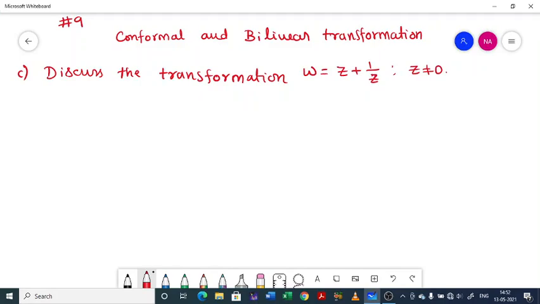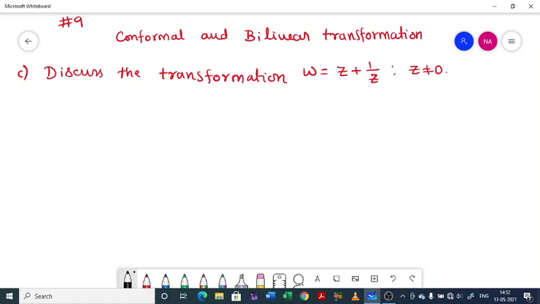So in the last class, we had started the discussion on conformal transformations, and two transformations we have discussed there. In this class, we are continuing the discussion of conformal transformations. Then at the end, I will define what we mean by a bilinear transformation, and then next class we shall discuss problems on bilinear transformations.